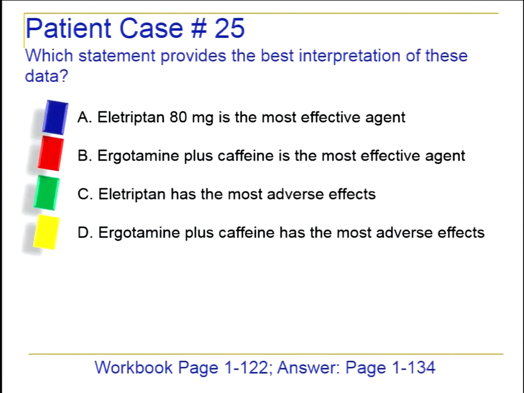All right, ready? So what's the best interpretation of these data? Is it eletriptan 80 is the most effective agent? Ergotamine plus caffeine is the most effective agent? Eletriptan has the most adverse effects, or ergot plus caffeine has the most adverse effects?